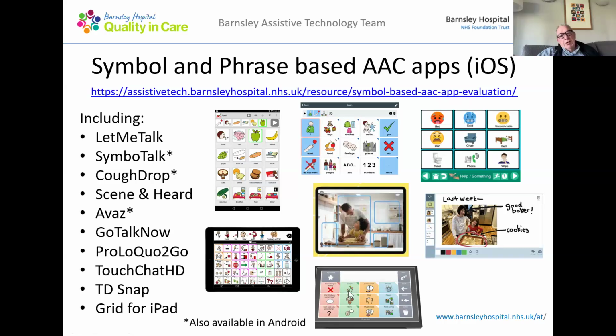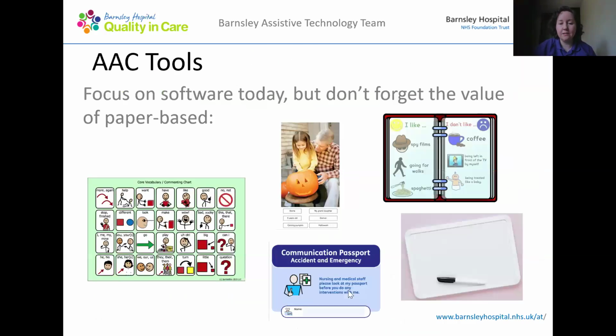I was just thinking that quite often the people they're trying to communicate with can get frustrated if it takes a long time to produce a sentence verbally. Whereas if this speeds it up, it might improve the whole relationship. Yeah, I think that's something you could look at if you have apps available to assess. And also you could try the paper ones we talked about as well to get an indication as to whether somebody might find AAC helpful.